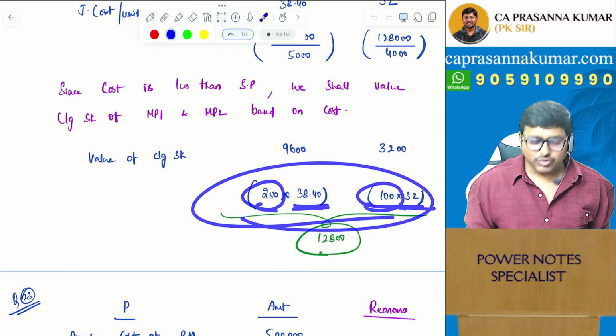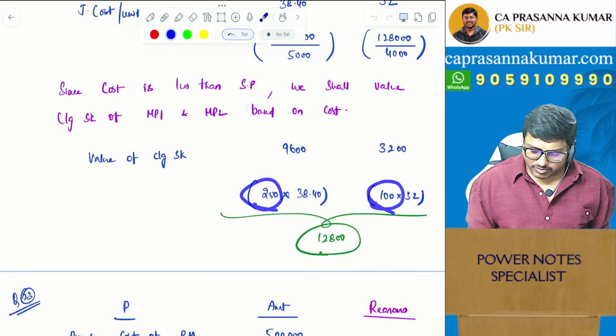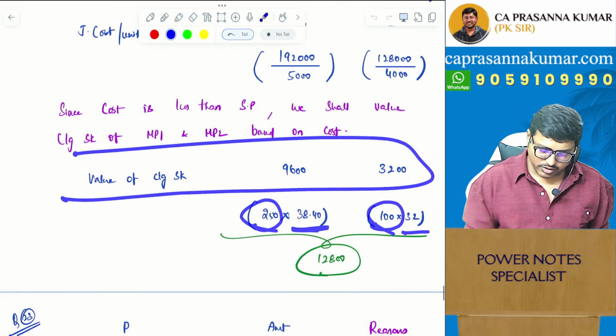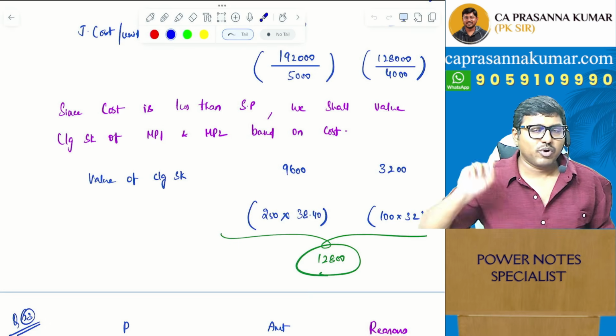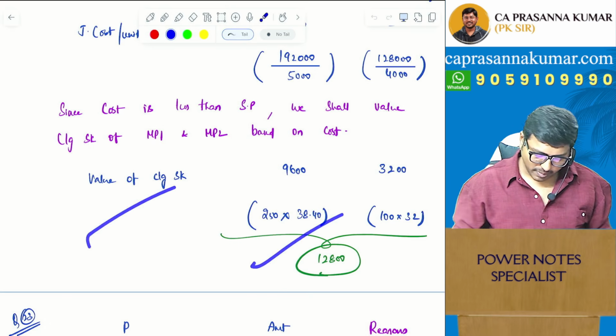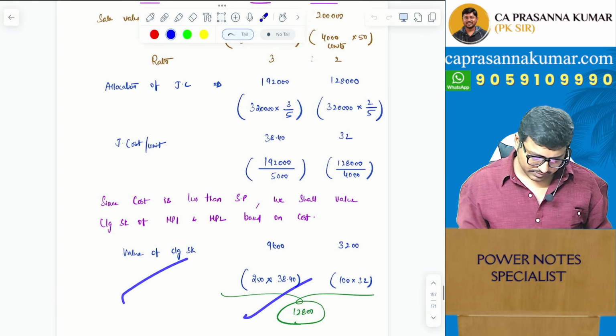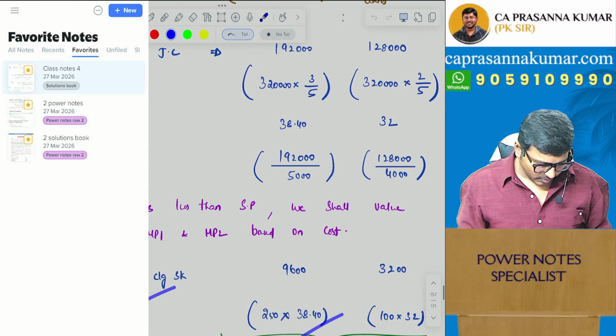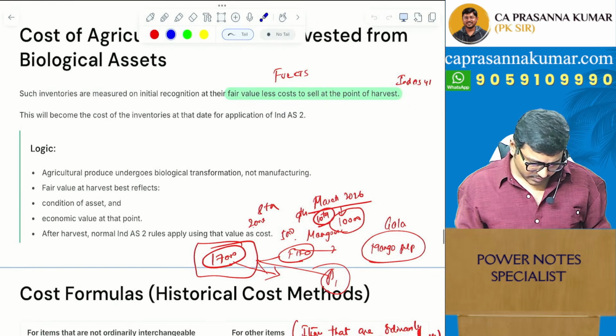Closing stock number of units is given in the question. So closing stock number of units into cost per unit will give you the value of closing stock of joint products. As simple as that. That's all. Are we done with this? Chalo. So what else have we got?